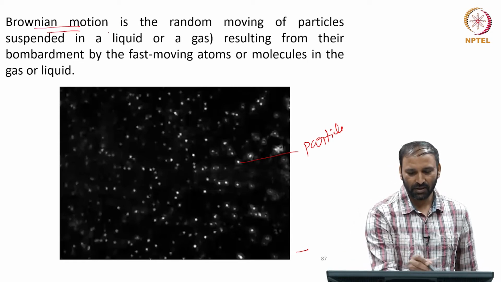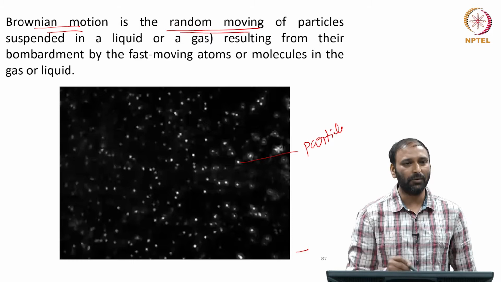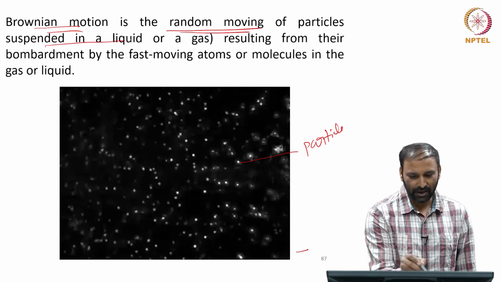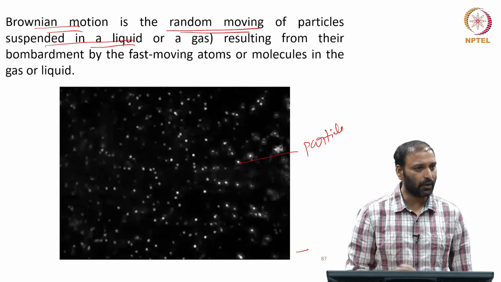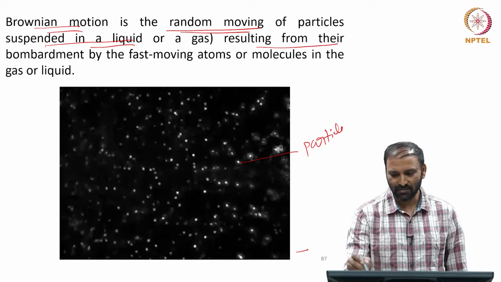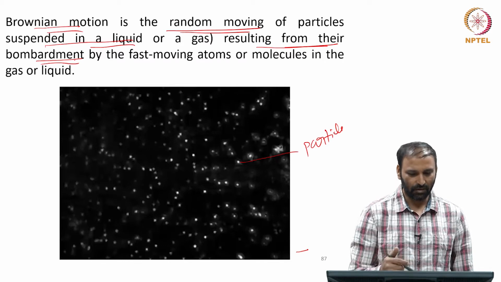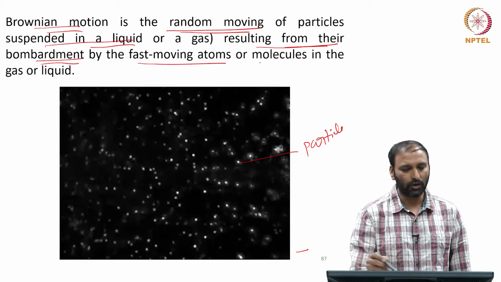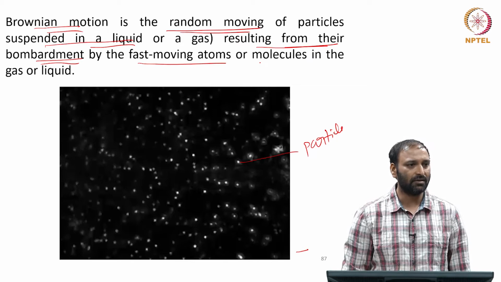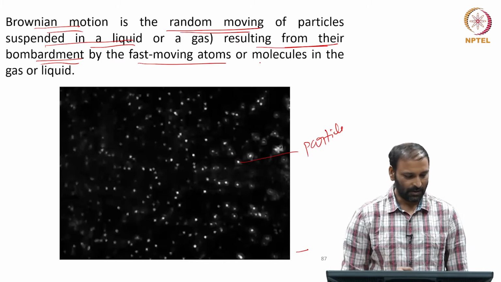Brownian motion is a random movement of particles suspended in a fluid. It could be a liquid or a gas. It results from the bombardment, or constant hitting, by the atoms or molecules that are in the continuous medium.